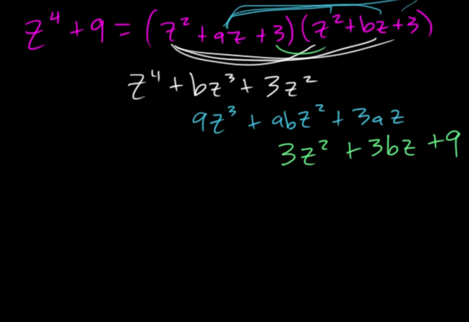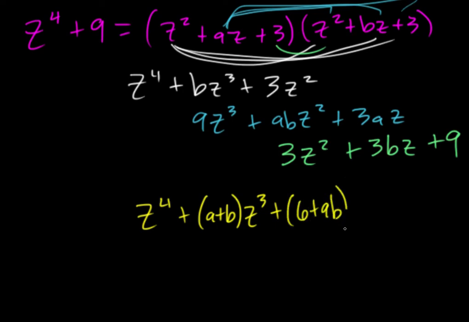Alright, I tried to line these up with columns, so you get z to the 4th plus a plus b z cubed plus 6 plus ab z squared plus 3a plus 3b z plus 9.